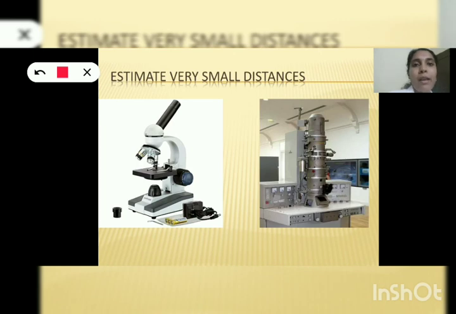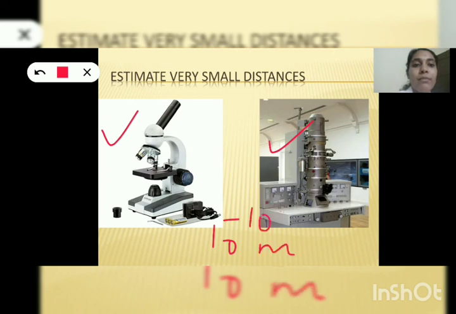So this is our optical microscope and this is our electron microscope. And both these microscopes help us to estimate the size of the molecule or the size of the atom, which is in the Fermi range, and also in the angstrom range. The angstrom range is 10 raised to minus 10 meter. And the Fermi range is 10 raised to minus 15 meter, which is the atomic size. Okay, so to measure very small distances, we will use the optical microscope and electron microscope. So that's all about the measurement of length.